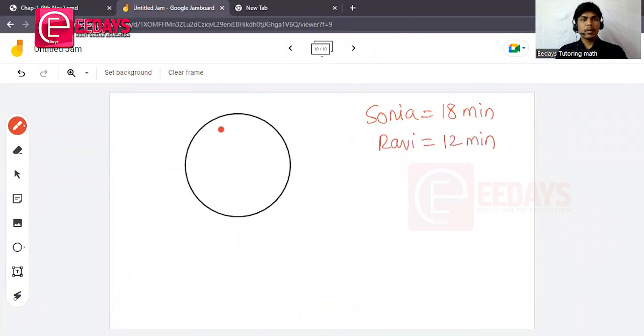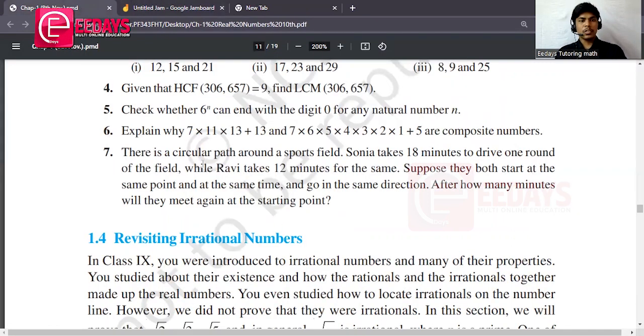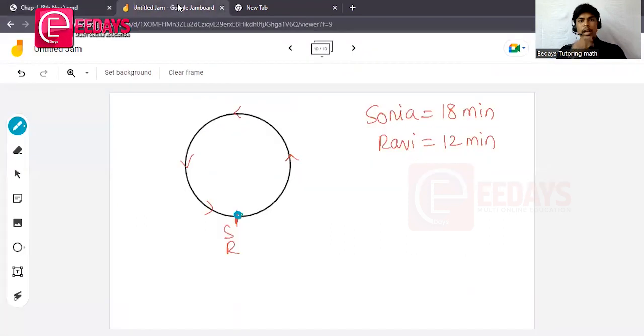So this is a circular park. Let's suppose Sonia and Ravi both started here. After completing one full circle, they come back here. They started at the same point, at the same time, going in the same direction. After how many minutes will they meet again at the starting point?